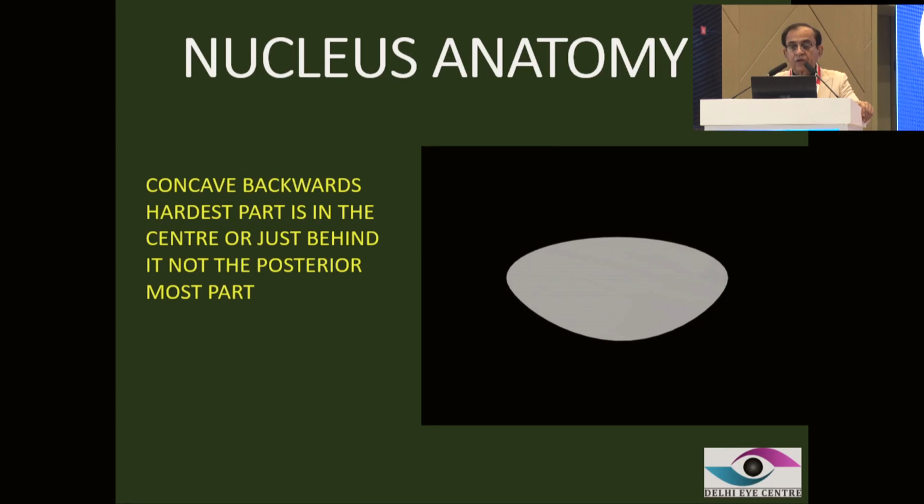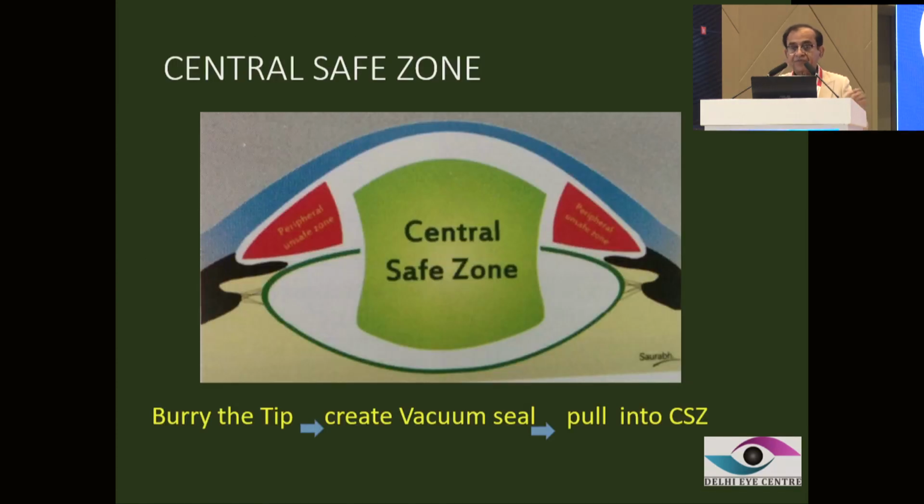If you see the nucleus anatomy, the nucleus is concave backwards. This is very important, and the hardest part of the nucleus is not the posterior most. It is nearly at the 3 feet to 2 feet junction, more or less a little below the center. When you make a trench, you have got to make it deeper into the center to crack it. Always remember that the periphery is shallow, so you don't have to make a very deep trench in the periphery. You have to make a deep trench in the center.